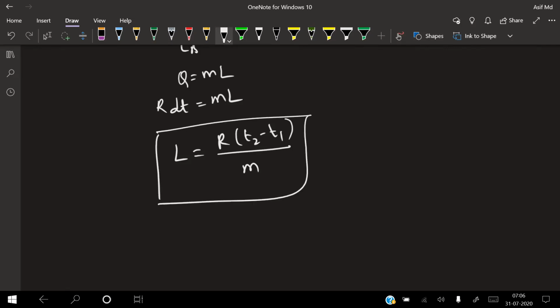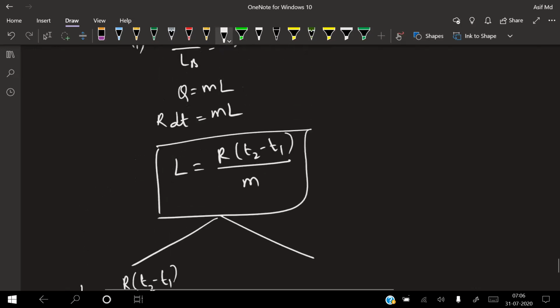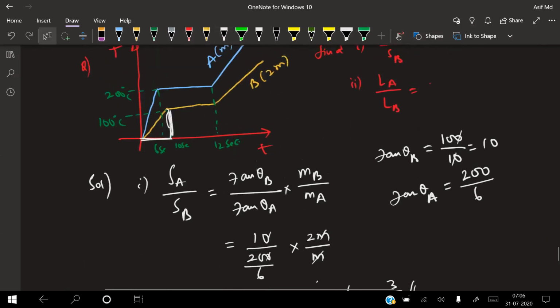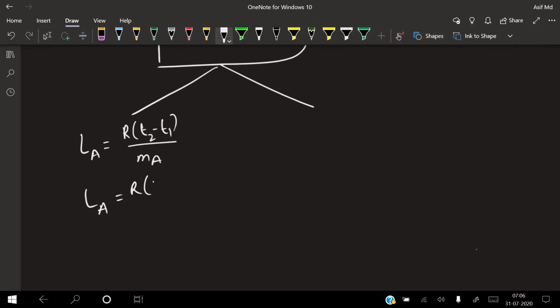Now for this one, if I'm writing for both of the given conditions, latent heat of A will be equal to R into T2 minus T1 divided by the mass of A. That means latent heat of A will become, time T2 is given how much, you see in the problem? T2 is given as 12. So this will be equal to R into 12 minus 6 divided by the mass of A, which is nothing but M.